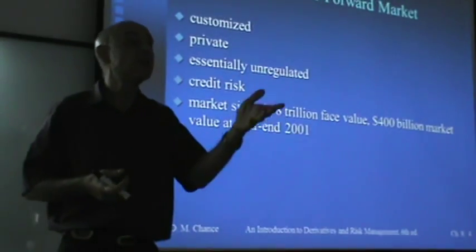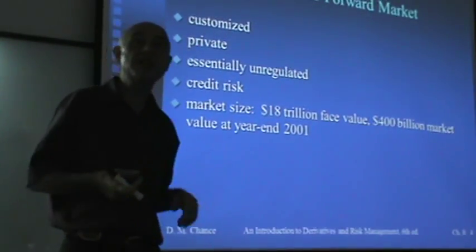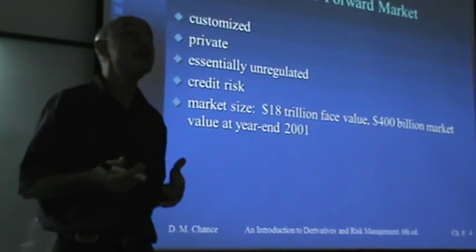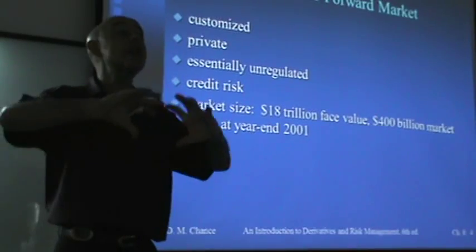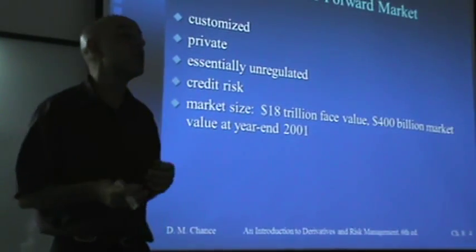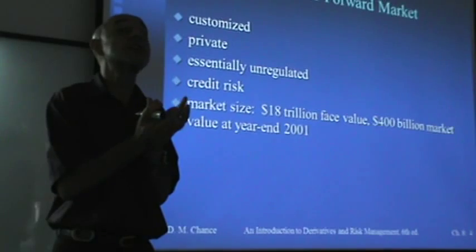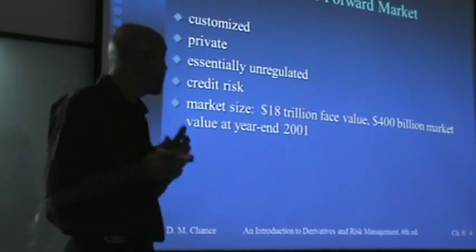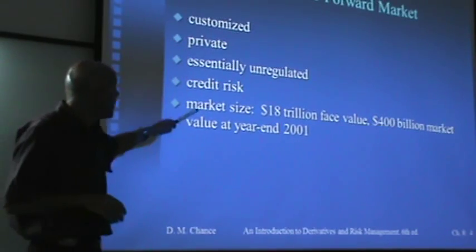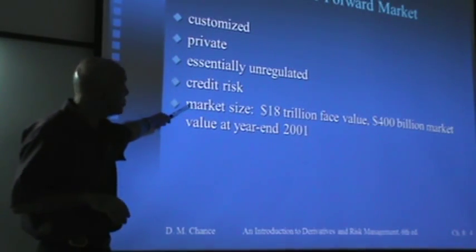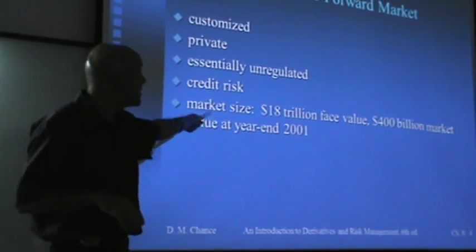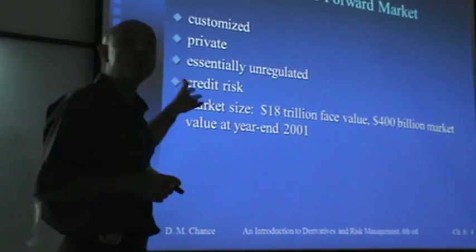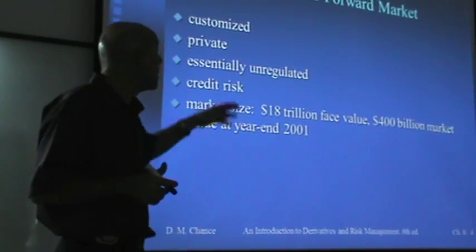Anytime you enter a forward transaction, you are facing credit risk. In the futures market, the credit risk, as I'll be explaining later on, is absorbed by the clearing house and the mechanism of daily settlement. The market is huge. When it was written, it's 18 trillion of face value. Probably by now it has grown to 30 or almost 40 trillion.